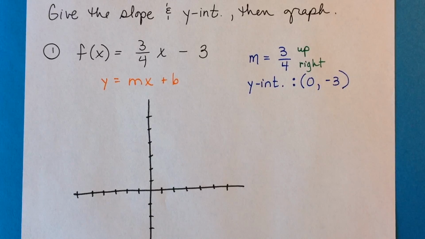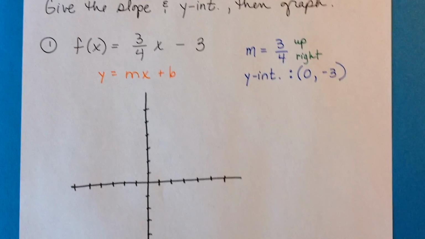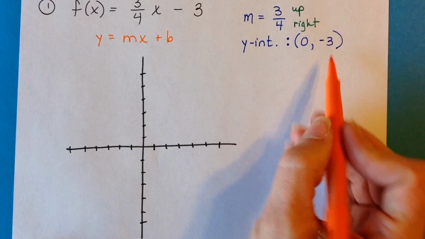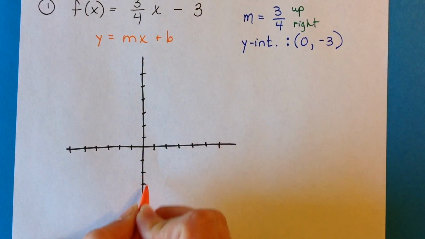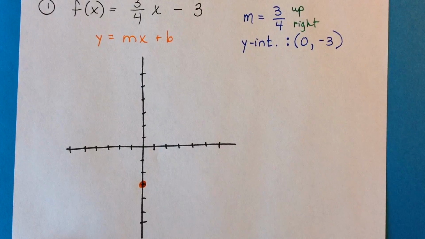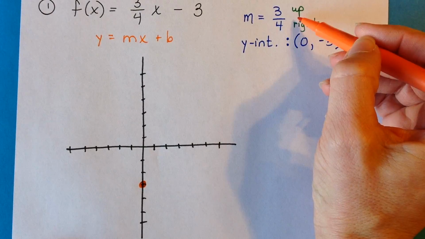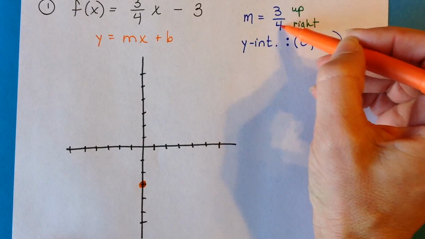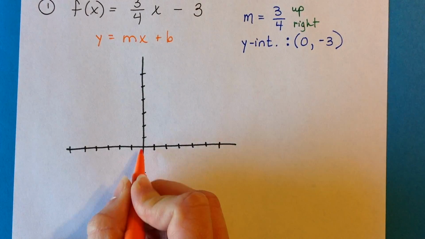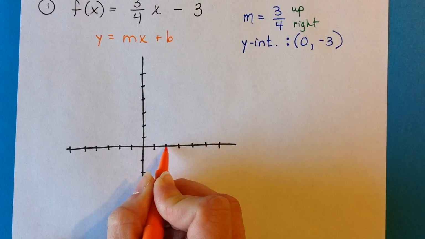Okay, now I put more tick marks on here than what I would have to have, but that's fine. All right, first of all, you're going to mark your y-intercept. So my y-intercept is at -3. And then it's from that point that you're going to use your slope, and you're going to count up 3 and to the right 4. So from this point, go up 3 and to the right 4.